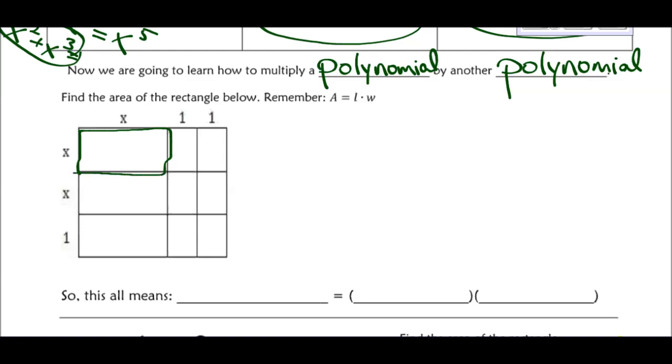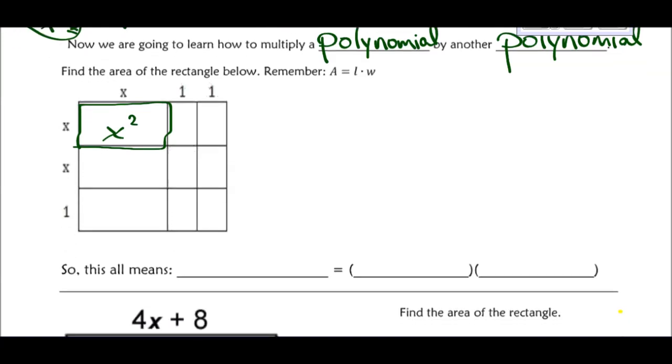What do you mean by x2? So that, yep, that's x squared. Because we're multiplying length times width, x times x, x to the first times x to the first. We add those exponents, that becomes x squared. Okay. What is that block?